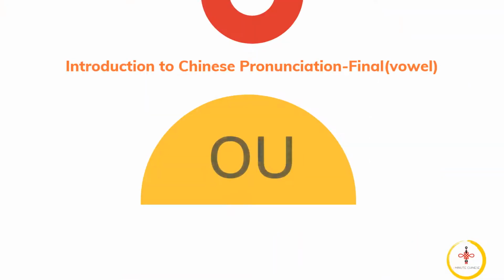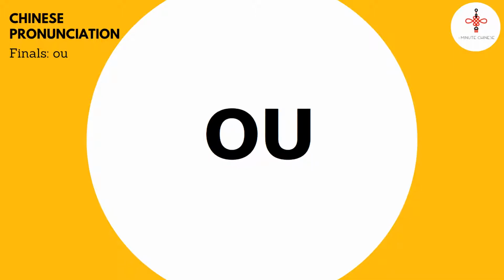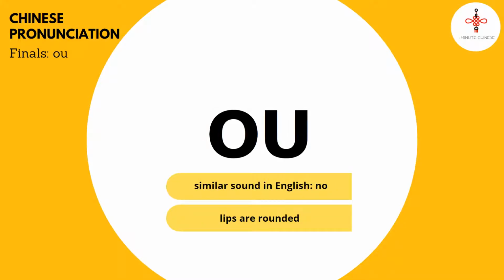In this lesson, we will talk about the introduction to Chinese pronunciation, the final, O. When you see the English letters OU in Pinyin, the pronunciation is O. It's close to the O in the English word no, but it's shorter. There's no need to prolong it. Say O. Remember, in Mandarin Chinese, the O and U sounds have equal emphasis.